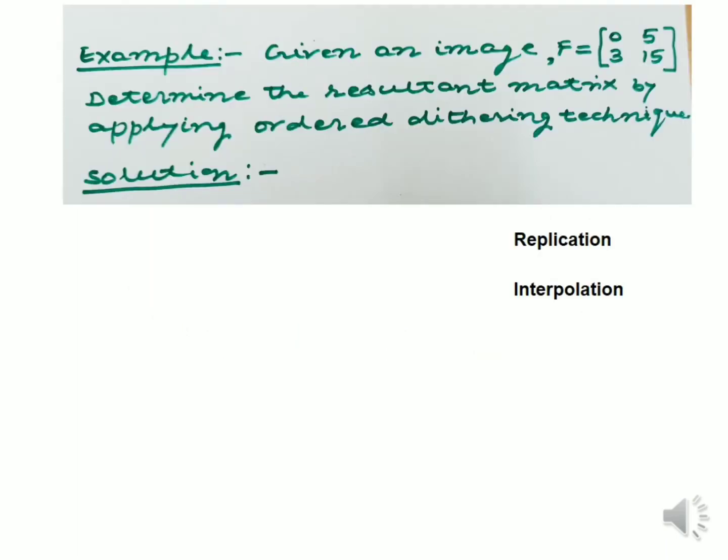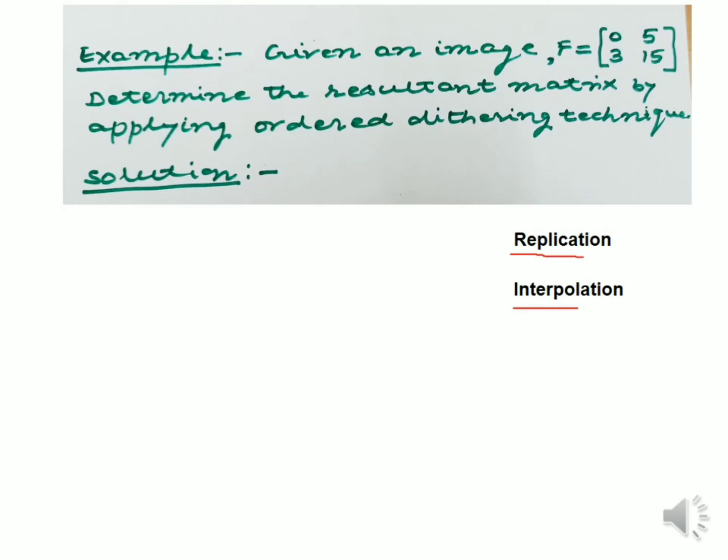Next question is, for a given image f of 0, 5, 3, 15, these are the intensity values. Determine the resultant matrix by applying ordered dithering technique. You know that in the case of the ordered dithering technique, interpolation can be applied to the image to create extra pixels so that image can be enlarged. So there is one way, interpolation. Replication of components can also be done to enlarge the images.